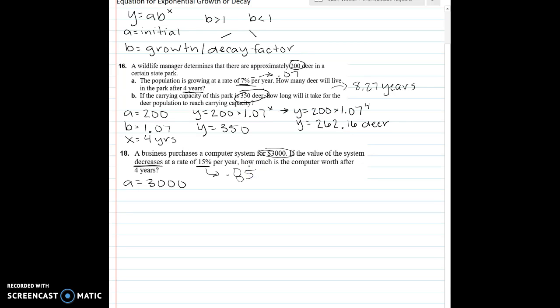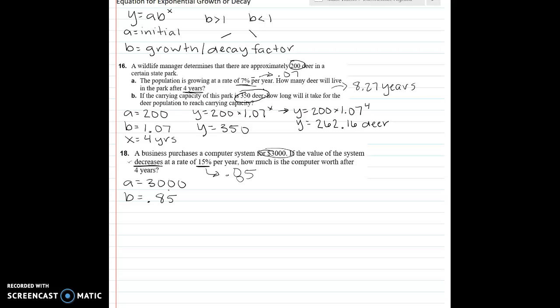Well, the decay factor is going to be 0.85. Remember I said that b is our growth or our decay factor. In this case, we're decreasing. That means it needs to be a decay factor. So if something is losing a value of 15% per year, that means it's retaining a value of 85%. So I just found that by taking 1 minus the 15%. So our decay factor here is 0.85, and that's going to guarantee that the value is going to decrease 15% per year, or each year hold 85% of its value.